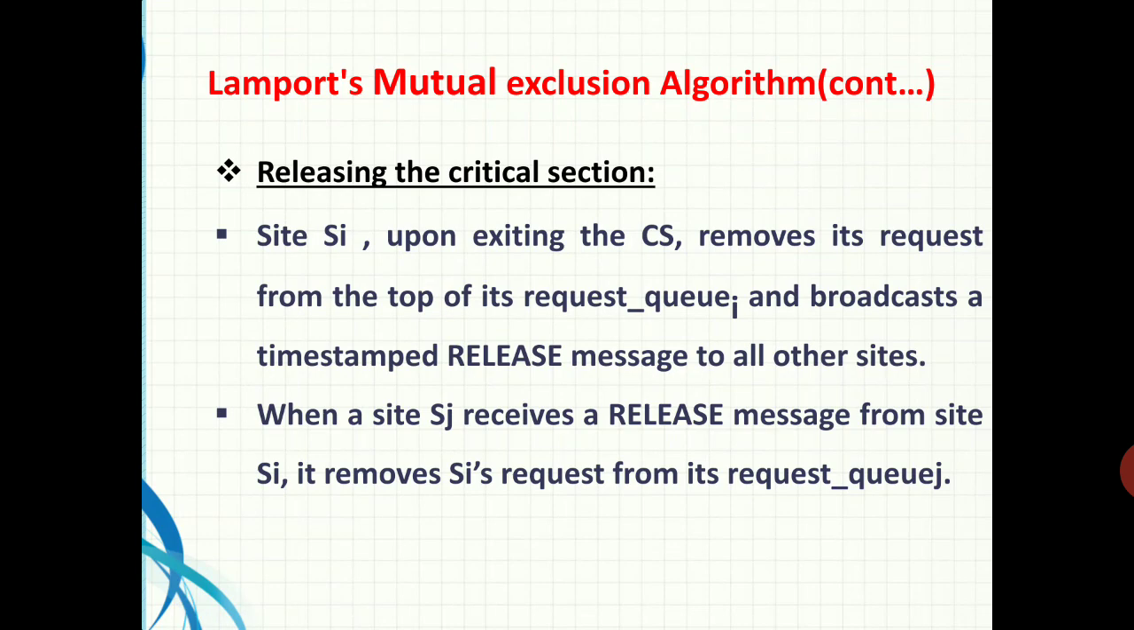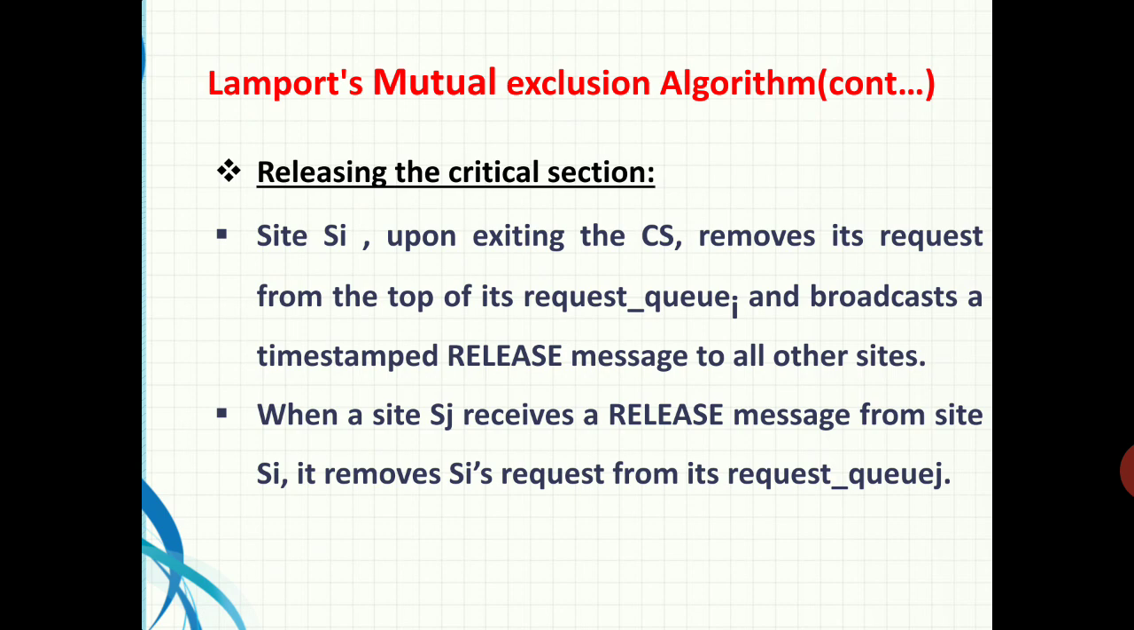When a site SJ receives a release message from site SI, it will remove SI's request from its request queue J. That is, when a particular site exits the critical section, it performs the release action. At that time it will remove its request from its queue and also broadcast a release message to the other sites in the system.